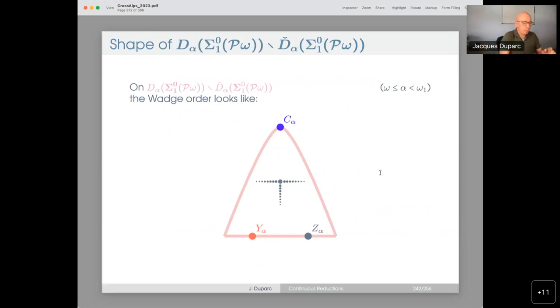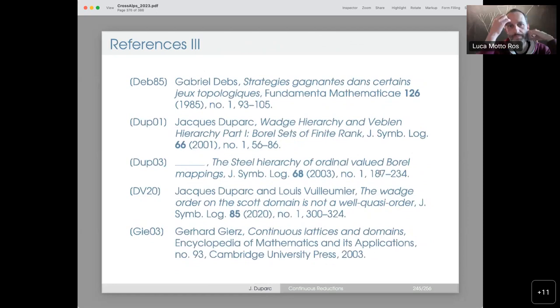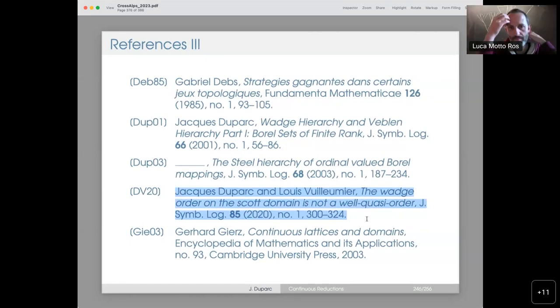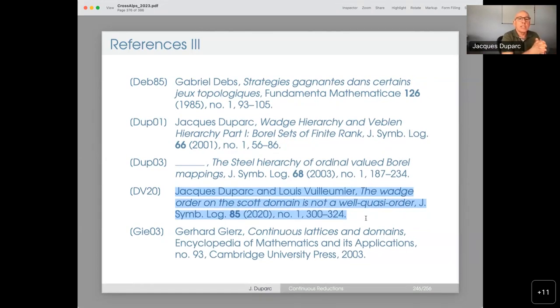There is something behind. The paper, by the way, has been published during COVID. This is this one, right? It's called the Wadge order on the Scott domain is not a well quasi order. You get all the technical details, but frankly, it's not something that I would have liked to give a presentation about. Otherwise, I would have done that for 1 hour, and you would have hated me.